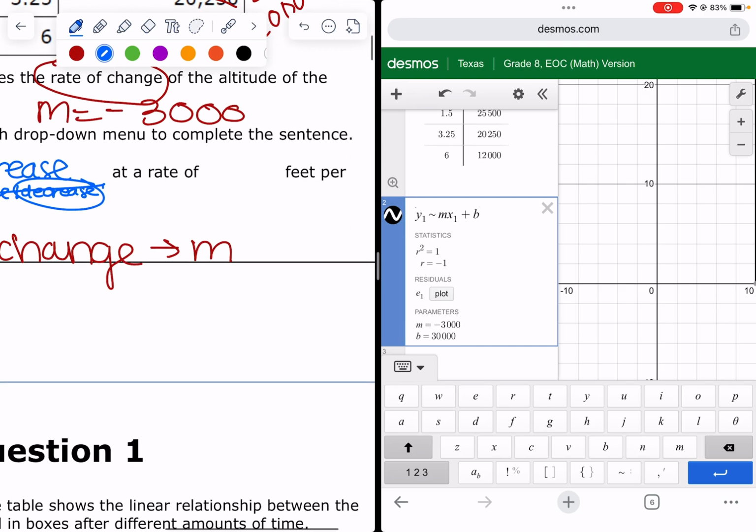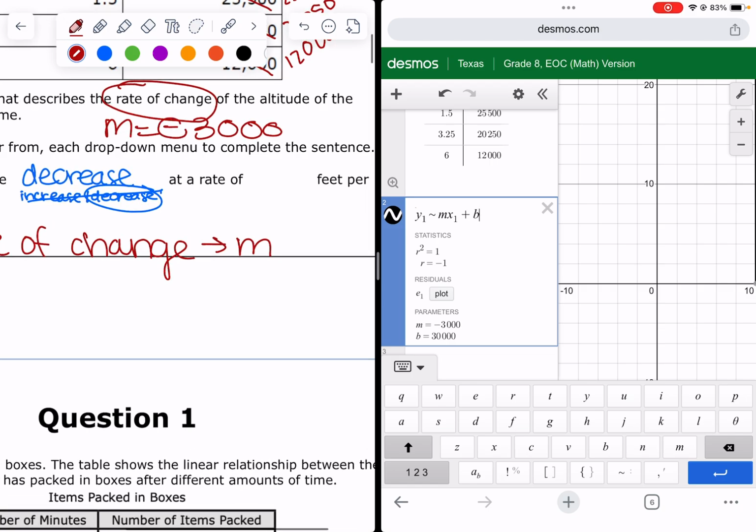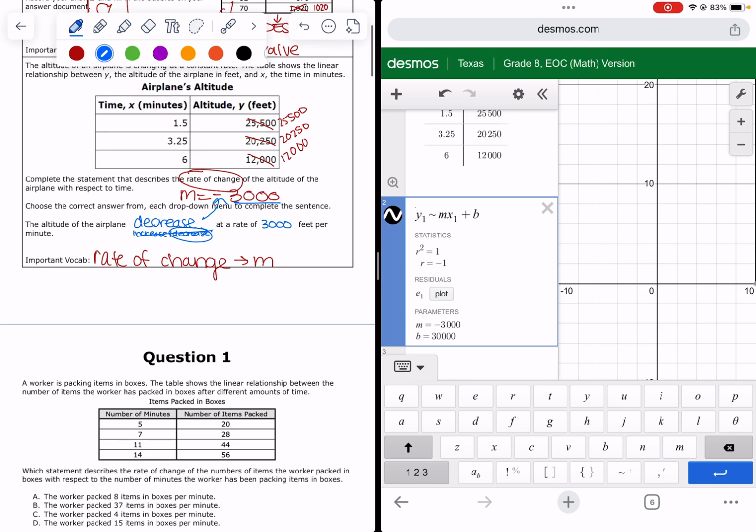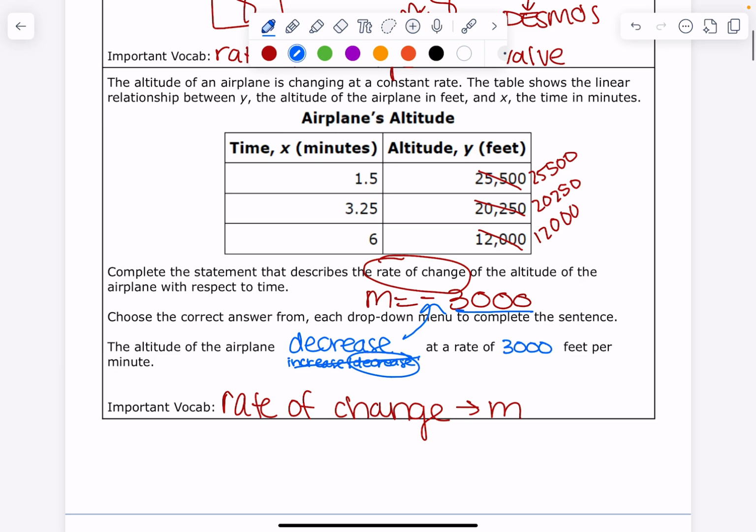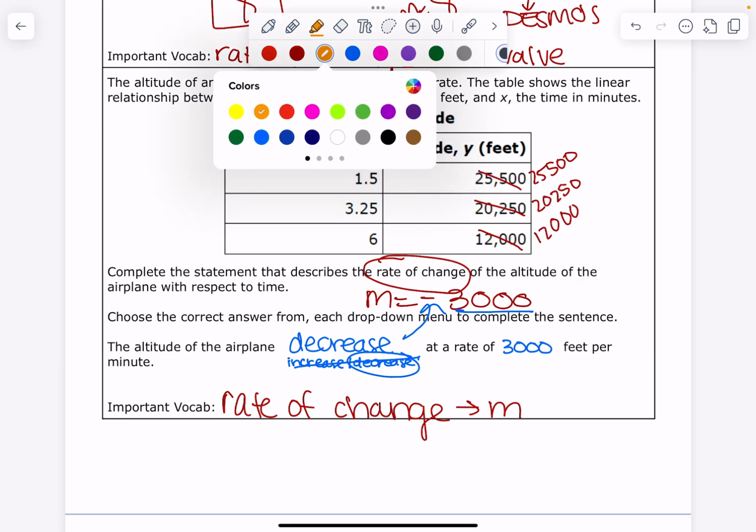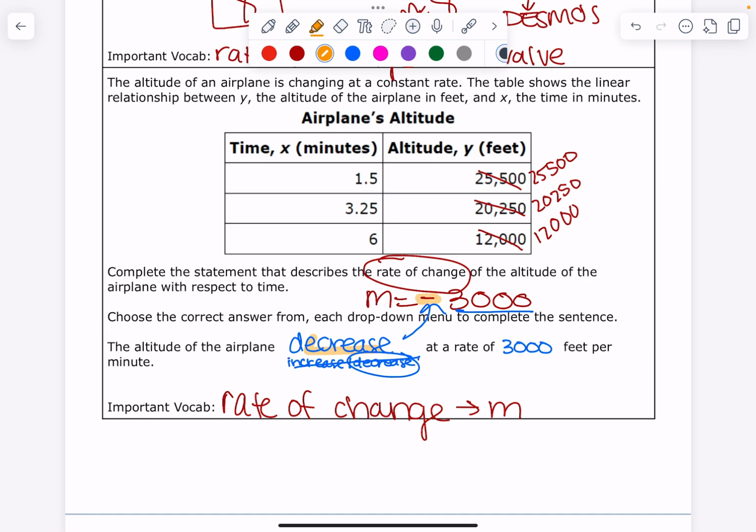And at a rate of, since I'm using the negative as the decrease, the number I would put is the 3,000 here. So it'd be decrease at a rate of 3,000 feet per minute. This decrease is my negative. This is taking place for the negative.